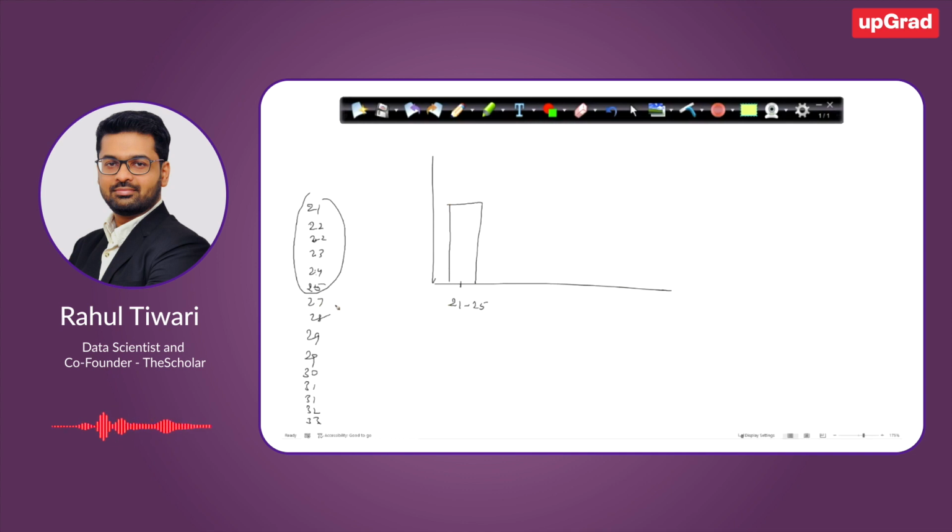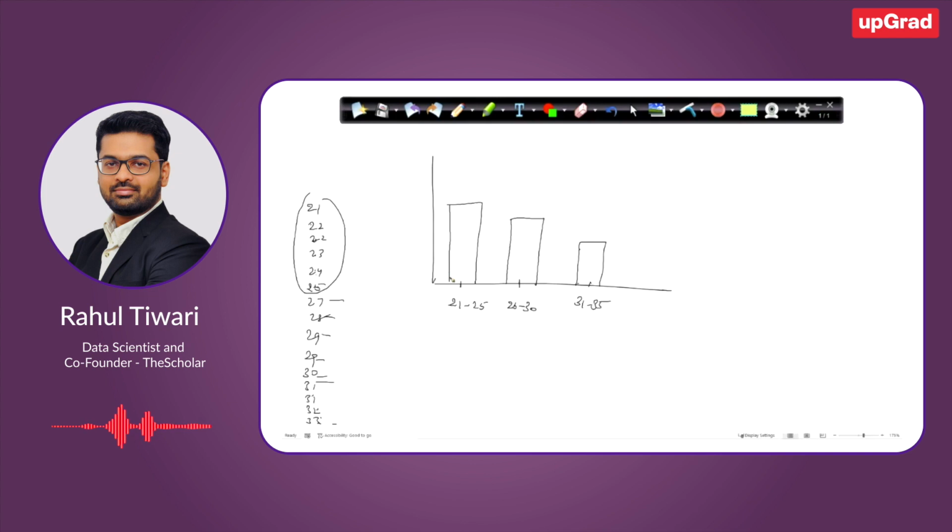How many customers are from 26 to 30? 1, 2, 3, 4, 5. So from 26 to 30, there are 5 customers. How many from 31 to 35? 1, 2, 3, 4. So there are 4 customers from 31 to 35.